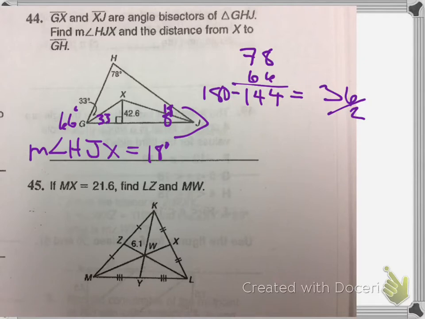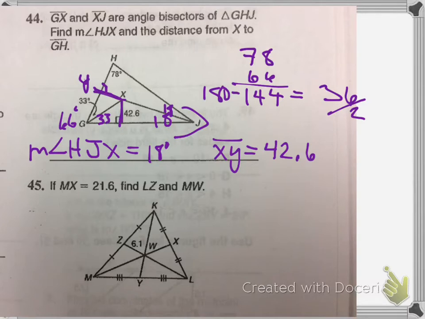Okay, find the distance from X to GH. That's just a tricky question. I don't think I would be that tricky on a semester exam, but I'll double check. But again, X to GH would have been something like this. And that distance right there, let's say that's Y. So XY here would be 42.6, because remember, it's supposed to be equal distance from here to here. Those are equal distance. And there you go.